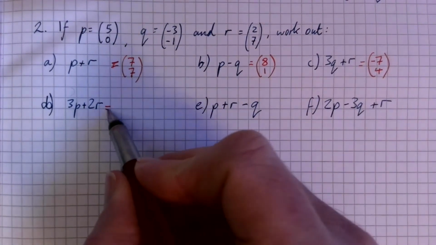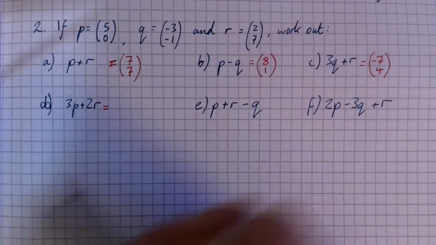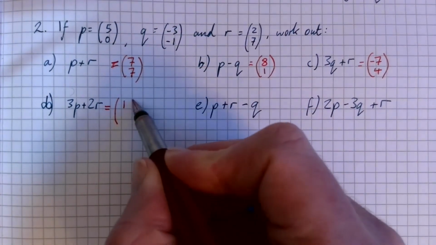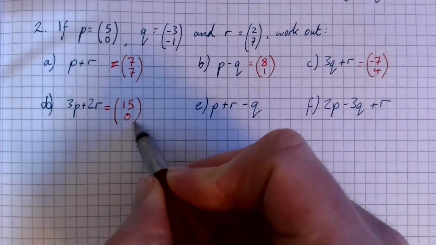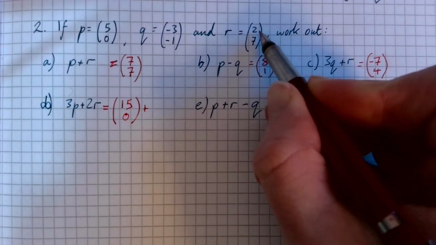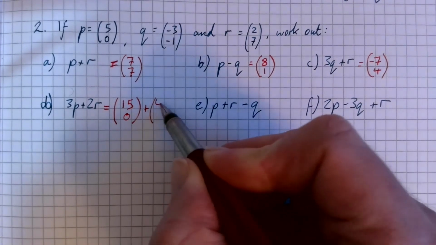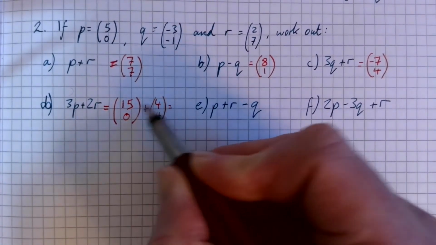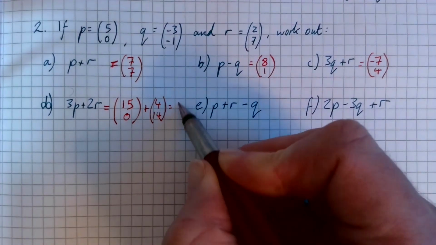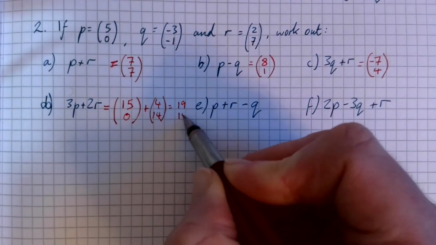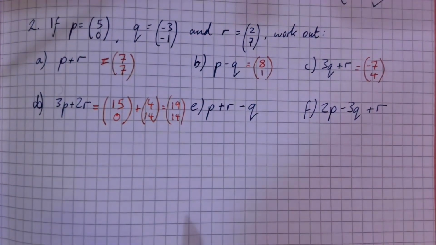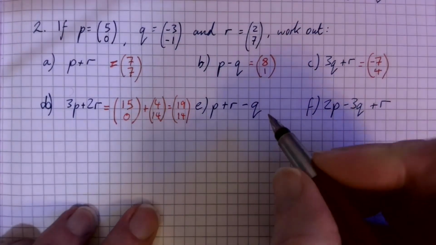Right, to do 3p plus 2r, I would work out 3p separately. So 3 5s are 15, 3 zeros are 0. And 2 2s are 4 and 2 7s are 14, and then 15 add 4 is 19 and 0 add 14 is 14.